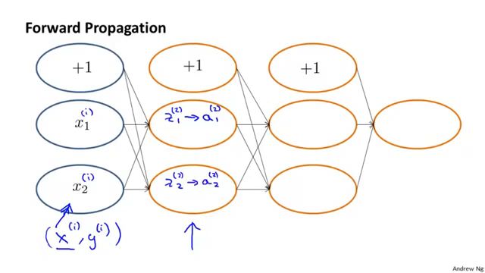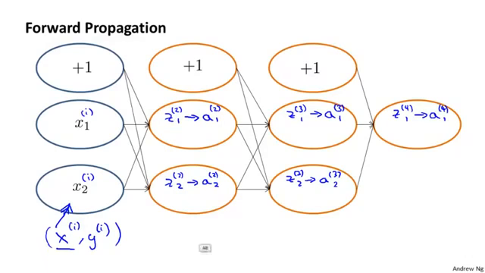Then we forward propagate again to get z31, apply the sigmoid or logistic activation function to that to get a31, and similarly, until we get z41 and apply the activation function. This gives us a41, which is the final output value of the neural network.